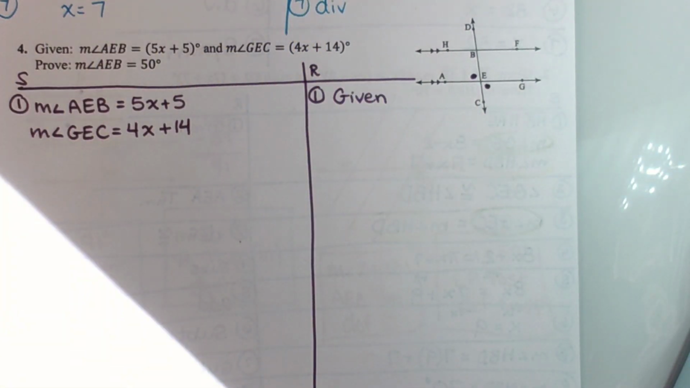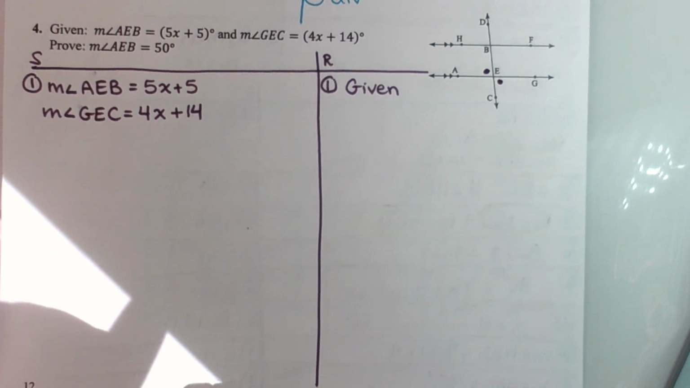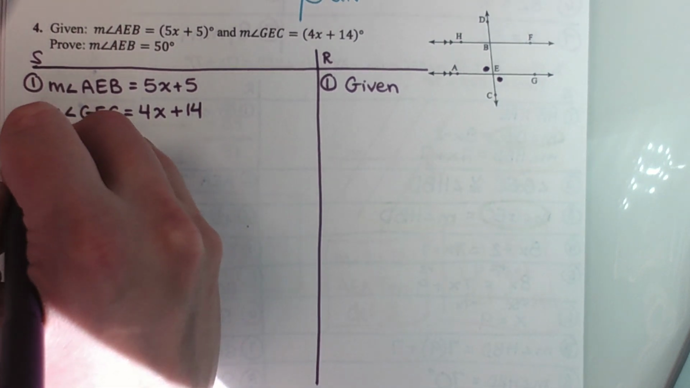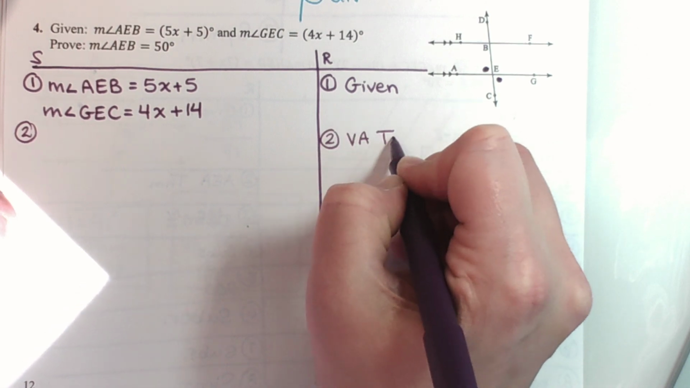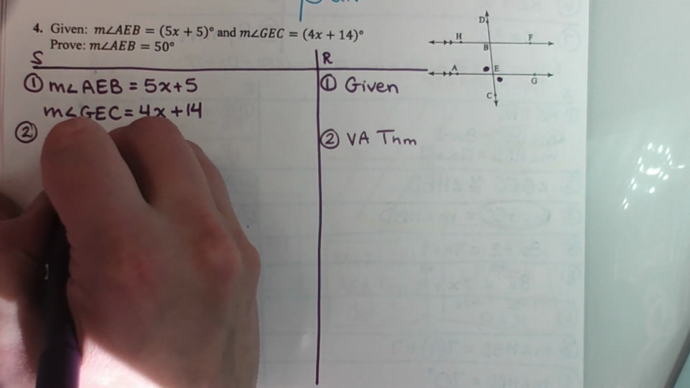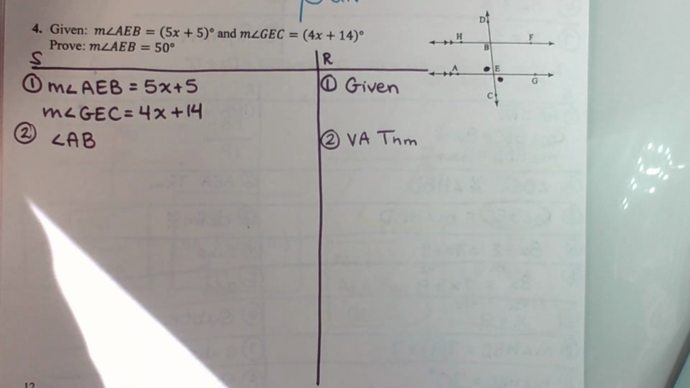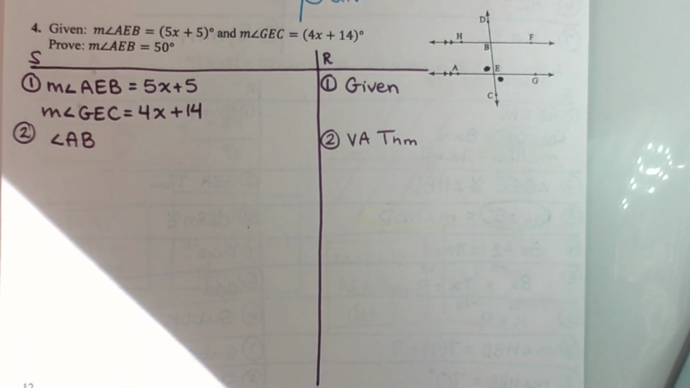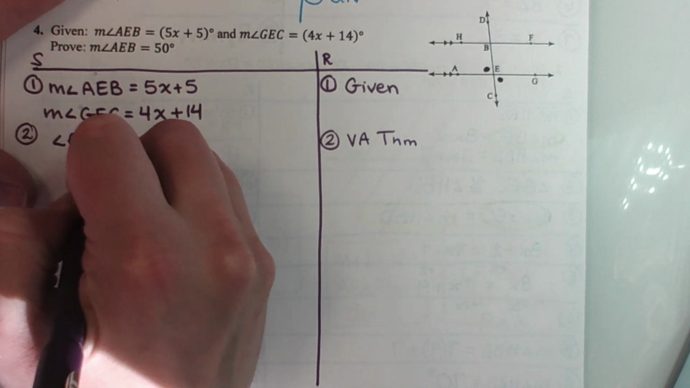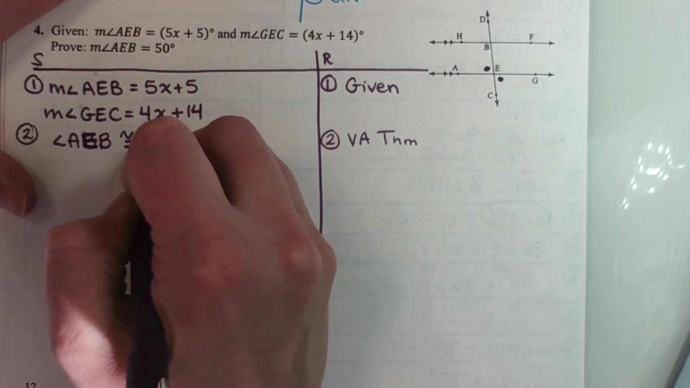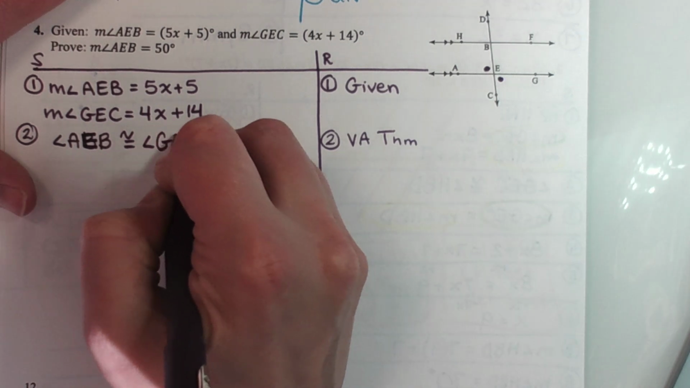What kind of angle pairing is that? Vertical angles. According to the vertical angle theorem, what can I say about them? They are congruent. So, that's not right. It's supposed to be an E here, but I don't know where my thingy is. Just gonna have to deal with the fact that it's not pretty. Angle AEB is congruent to angle GEC.